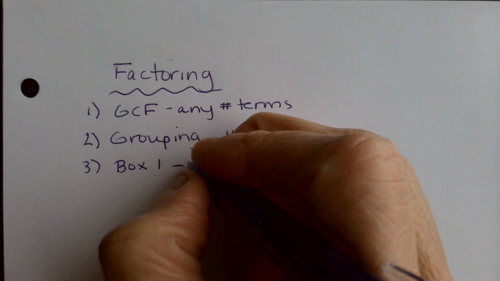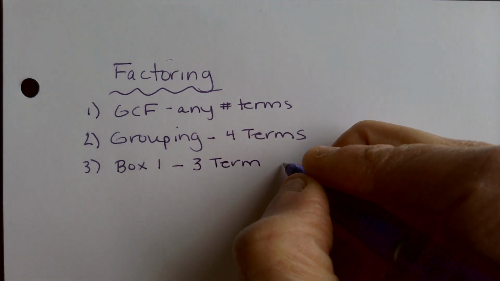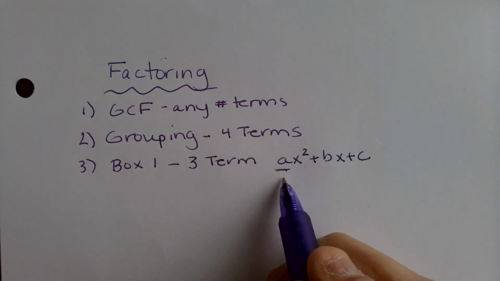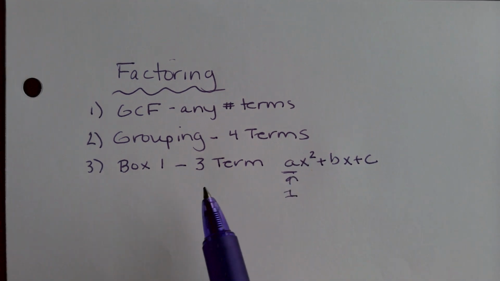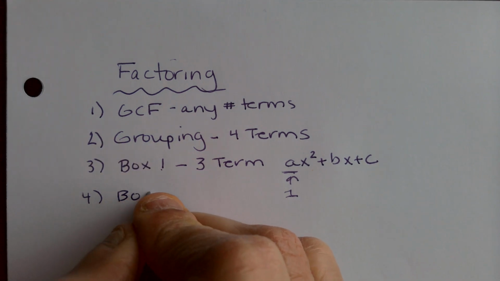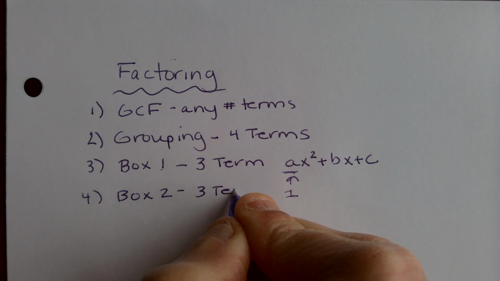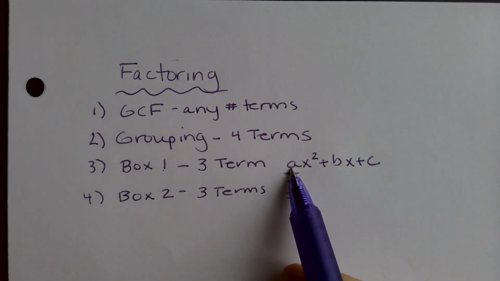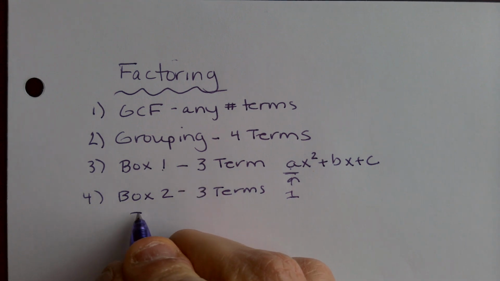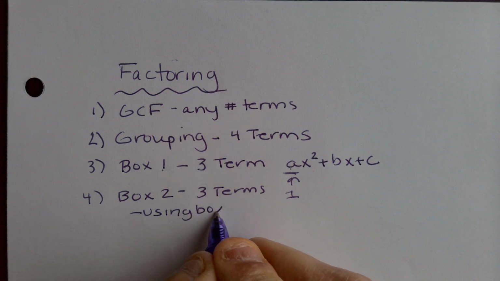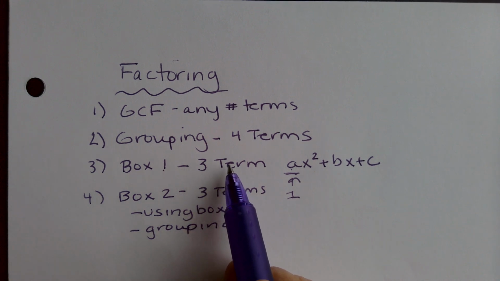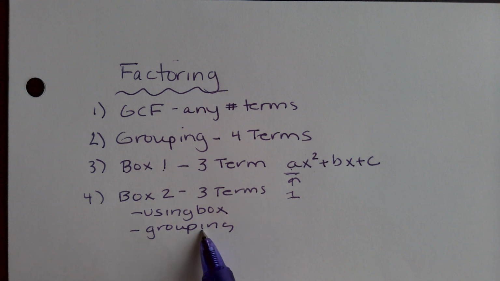How many terms do we have? 3 terms. And it's when you have something of this nature. And this is what? A 1. Box 1. There is a 1. The next thing we talked about is box 2, which is also 3 terms, but the difference is this is not 1. This is any other number. That involves using a box, but then you also do grouping. So it's a little bit longer process, whereas with box 1, when you do the box, you just have the answer. With this one, you use the box, but then you have to substitute and do your grouping.